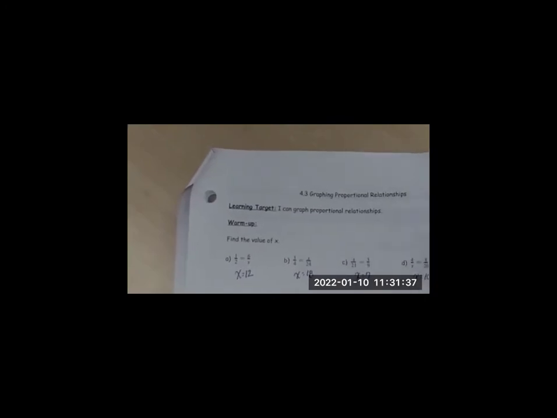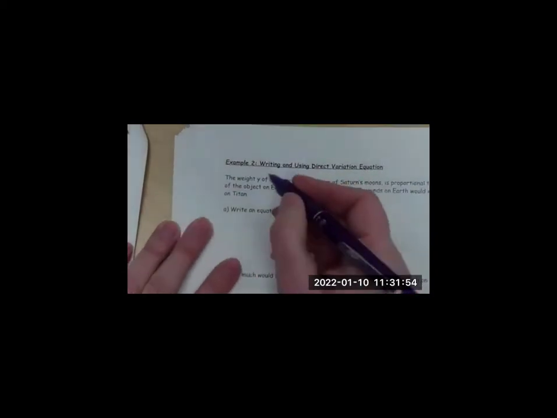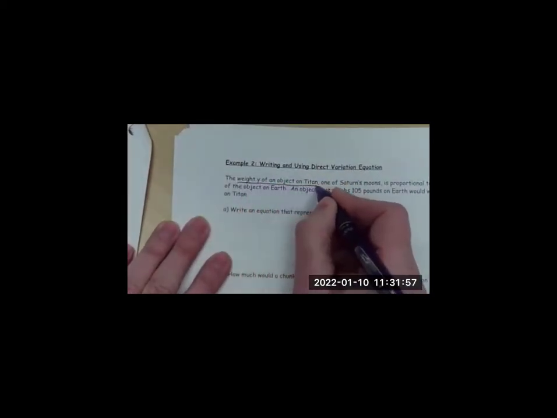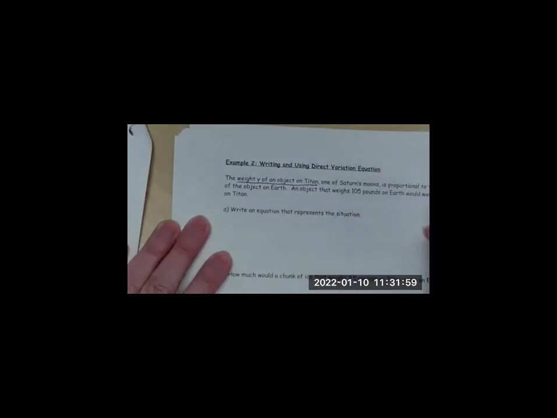All right, so let's now take a look here at example 2. So it says the weight y of an object on Titan, one of Saturn's moons, is proportional to the weight x, the object on Earth. An object that weighs 105 pounds on Earth would weigh 15 pounds on Titan. So y is the weight of an object on Titan, and x is the weight of an object on Earth.